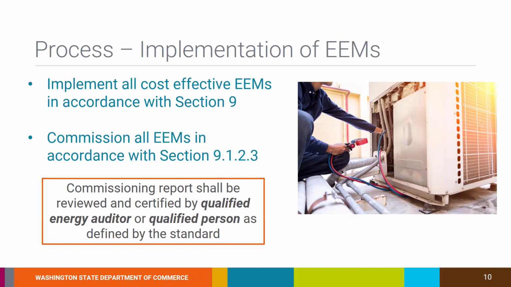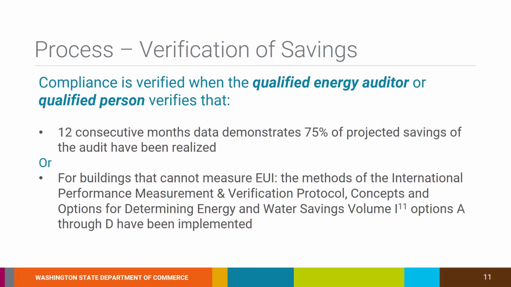All cost-effective energy efficiency measures shall be implemented and commissioned in accordance with the Washington State Energy Code and Section 9.1.2.3 of the standard. The qualified energy auditor or qualified person shall review the commissioning report and certify that the energy efficiency measures are functioning as intended. Investment criteria compliance is verified when the qualified energy auditor or qualified person certifies that 12 consecutive months of data demonstrates the monitored energy savings meets or exceeds 75% of the energy savings projected by the energy audit.